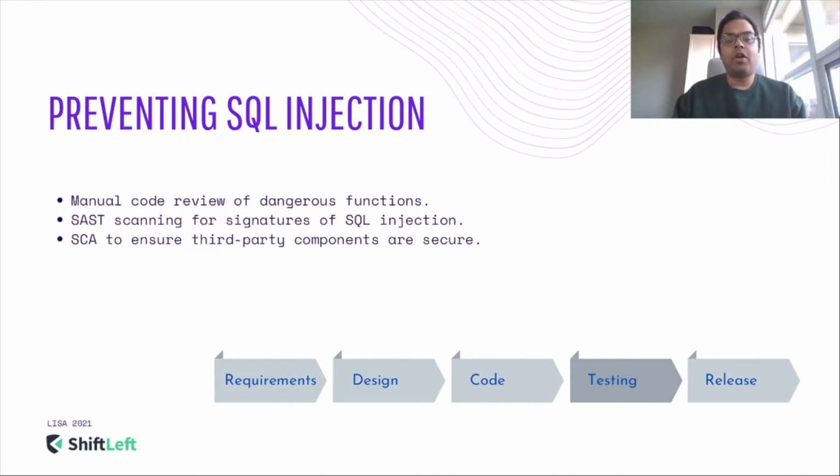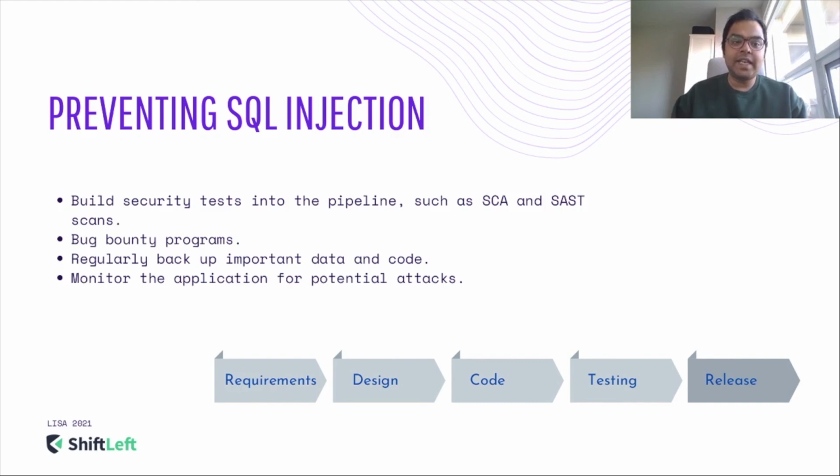And then move all the way to the release. At release time, you again run security tests in the pipeline using lightweight SCA or SAST scans. Implement bug bounty programs, encourage people to come in and stress test and security test your application, regularly back up important data and code, and then monitor the application for potential attacks. So have some sort of system where, if an attacker tries to enter the application, you are able to monitor all such events. And that's basically it.